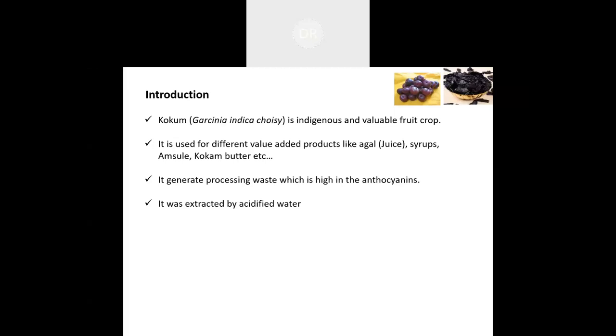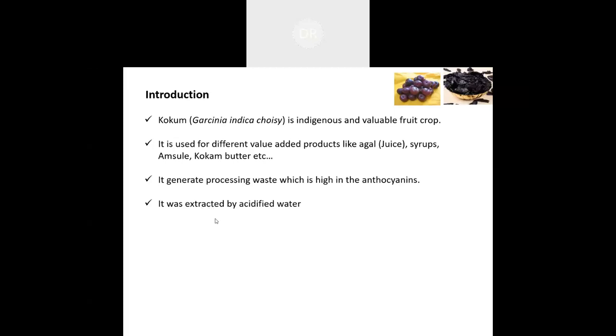Then the pulp is used for the preparation of juices, then syrups. Then the skin is also used for the preparation of amsul, which is used as an acidulant for different traditional dishes. And this is also a rich source of anthocyanin, which possesses antioxidant and antimicrobial activity also.